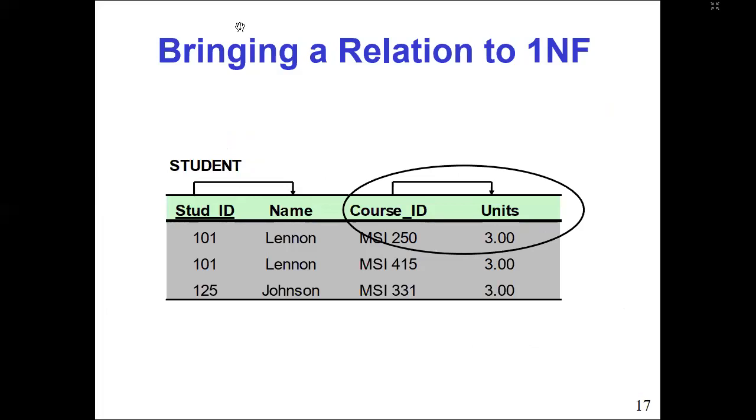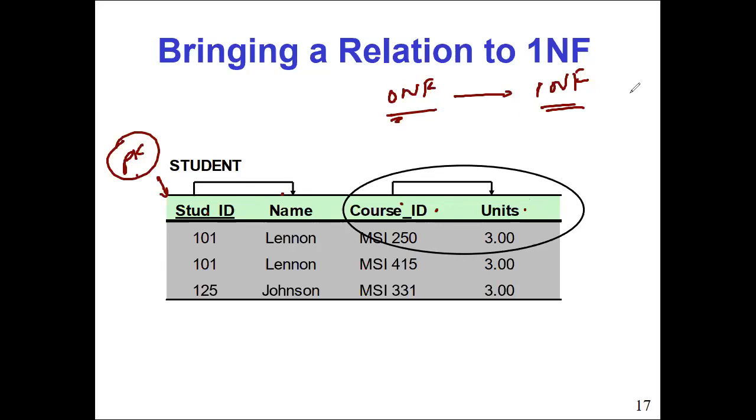If you take this table, you can see the name is depending on student ID. Student ID is the primary key, but course ID and units are not depending on the primary key. So this is 0NF. So we need to convert 0NF to 1NF. We have to make it. How are we doing that?